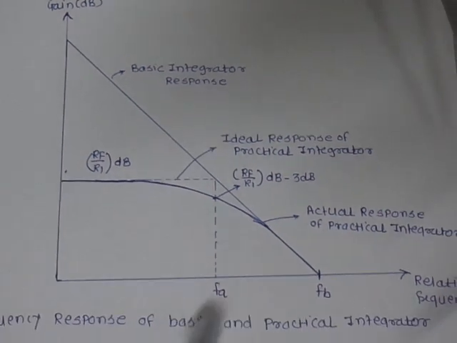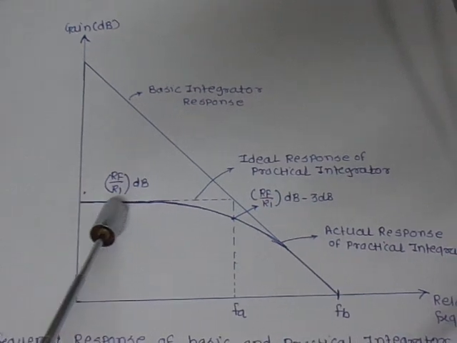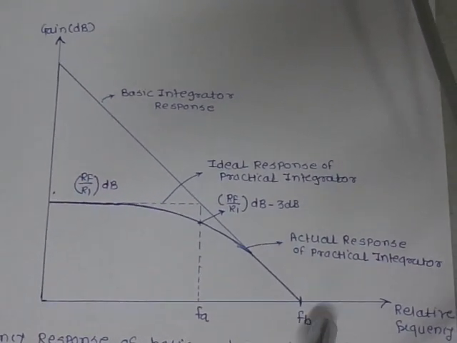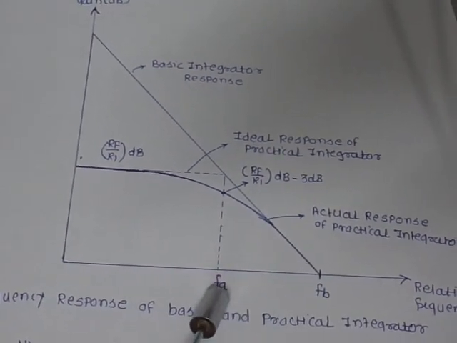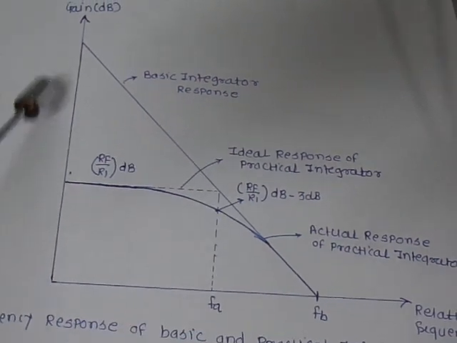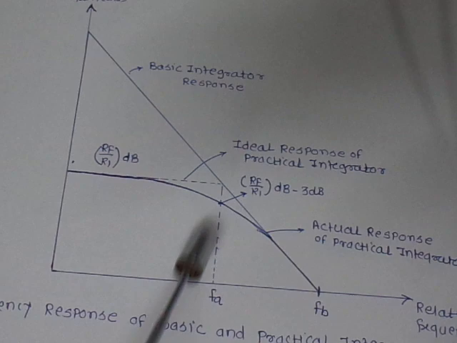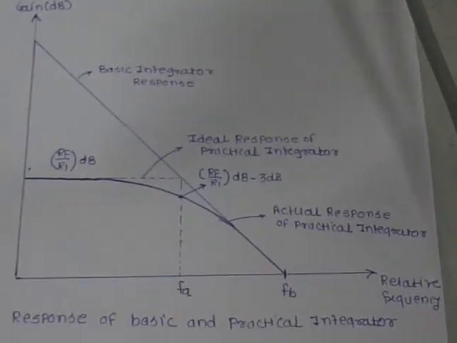So in this case for the integrator, we will get a response like this. This is the practical integrator response. This is the frequency FB at which the gain drops to 0 dB, and this is the frequency FA at which the magnitude plot is 3 dB below the maximum gain. So these are the FA and FB frequencies. We will check the values now practically.